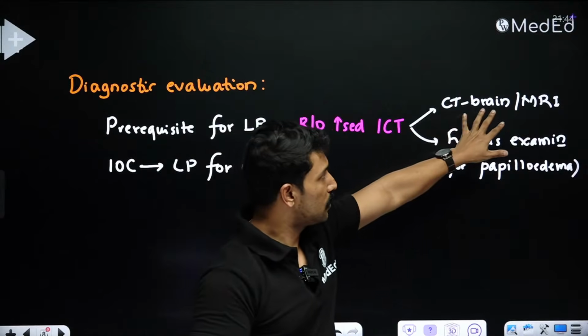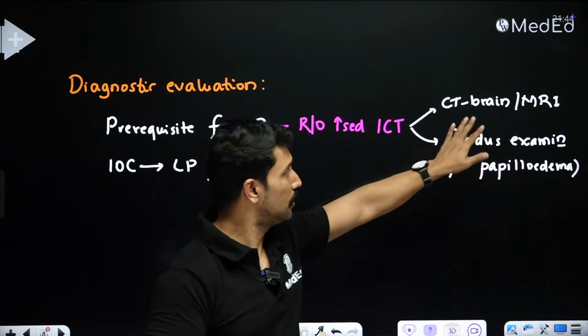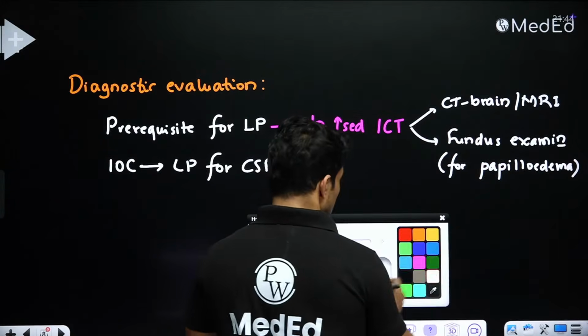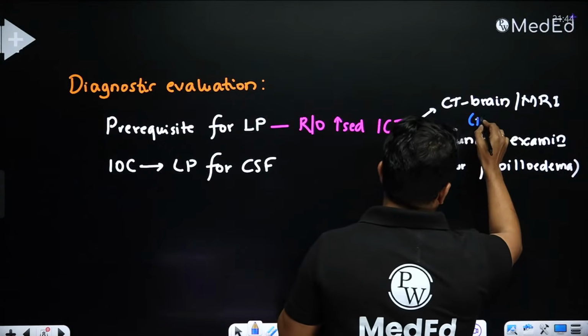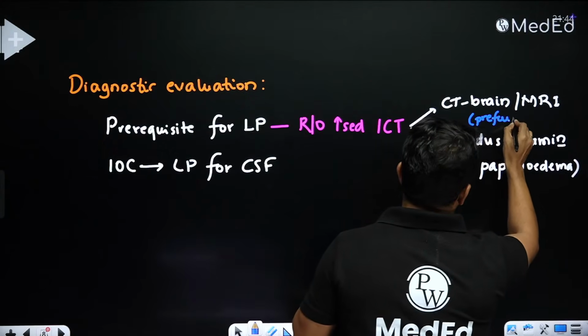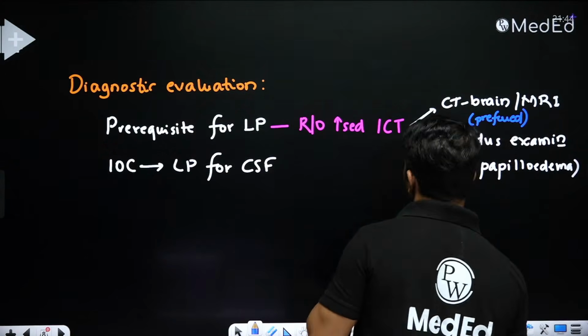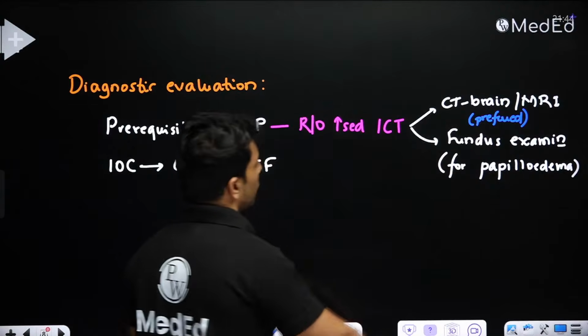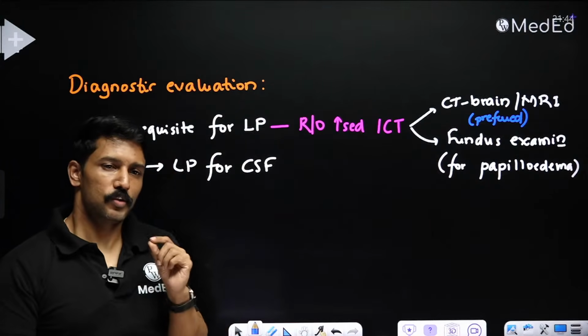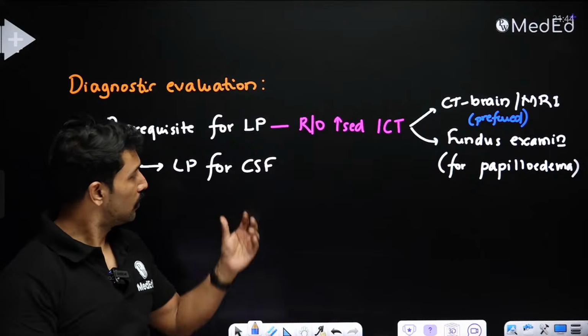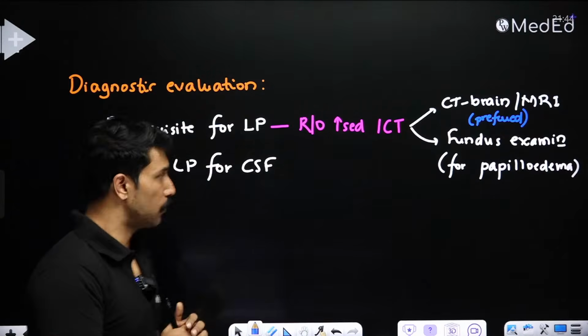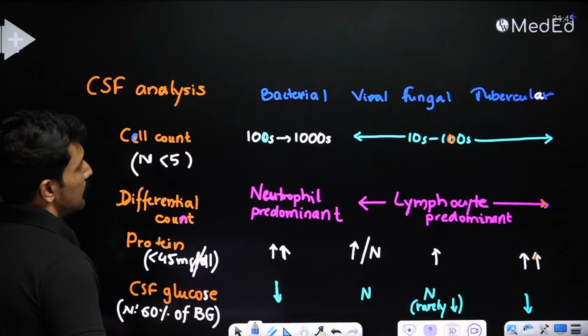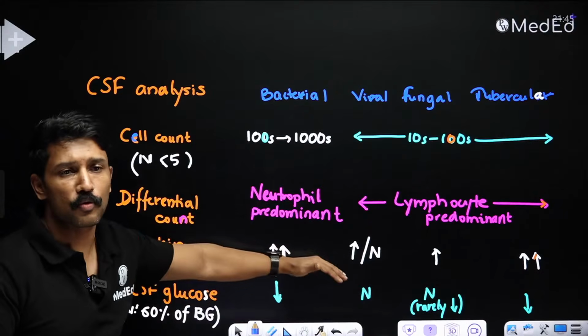For that, we have to go ahead with the investigation. I should either do CT or MRI brain or fundus examination. The preferred investigation is CT or MRI. If imaging is not feasible or it is likely to consume time, then you can go ahead with the fundus examination. Once you have made sure that the ICT is not raised, we will go ahead with the lumbar puncture for CSF analysis. Once we get the CSF analysis, we will have a stepwise approach to interpret it.